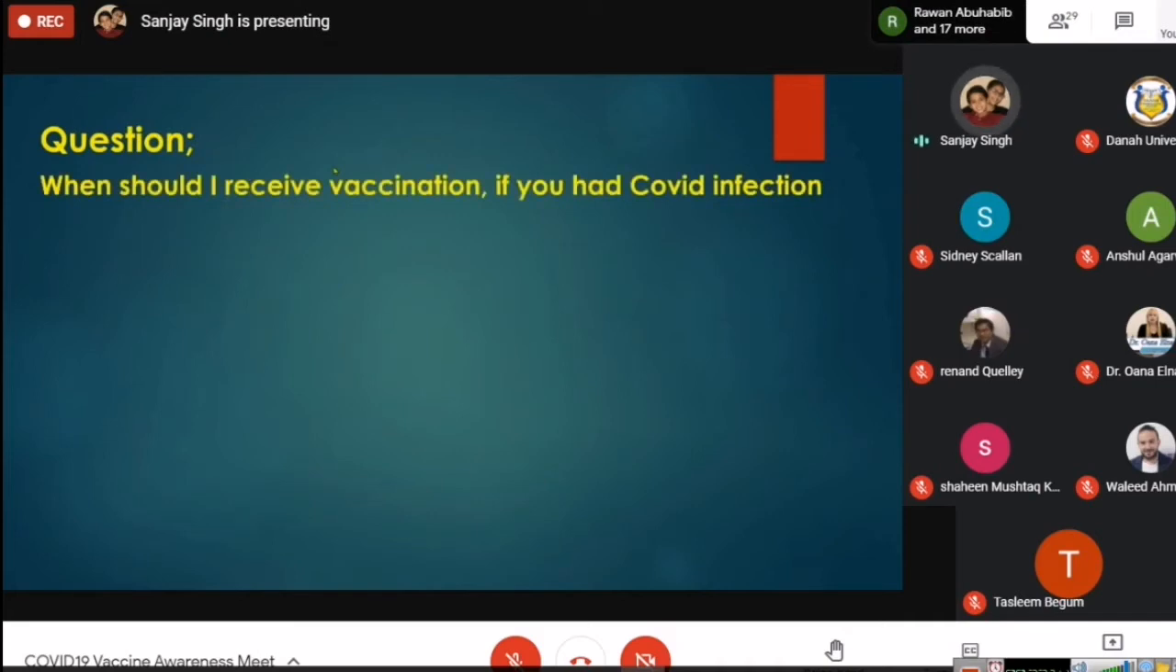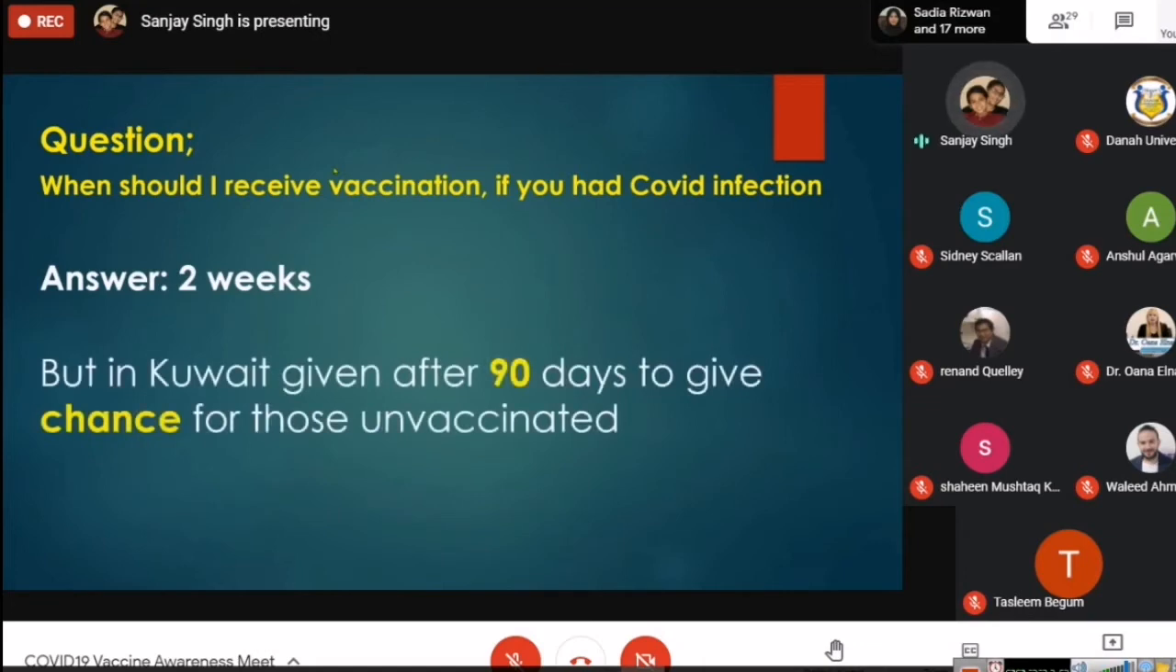When should I receive vaccination if you have COVID-19 infection? That's 2 weeks, but in Kuwait it is given after 90 days. This is to give chance to those people that are not vaccinated.